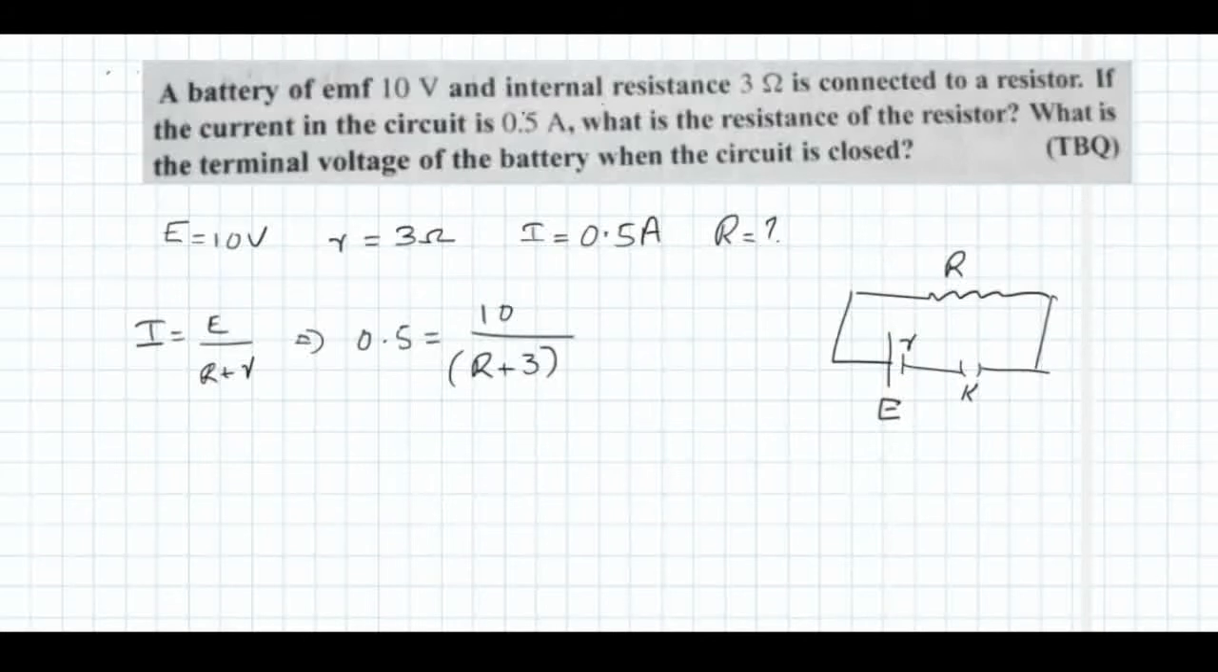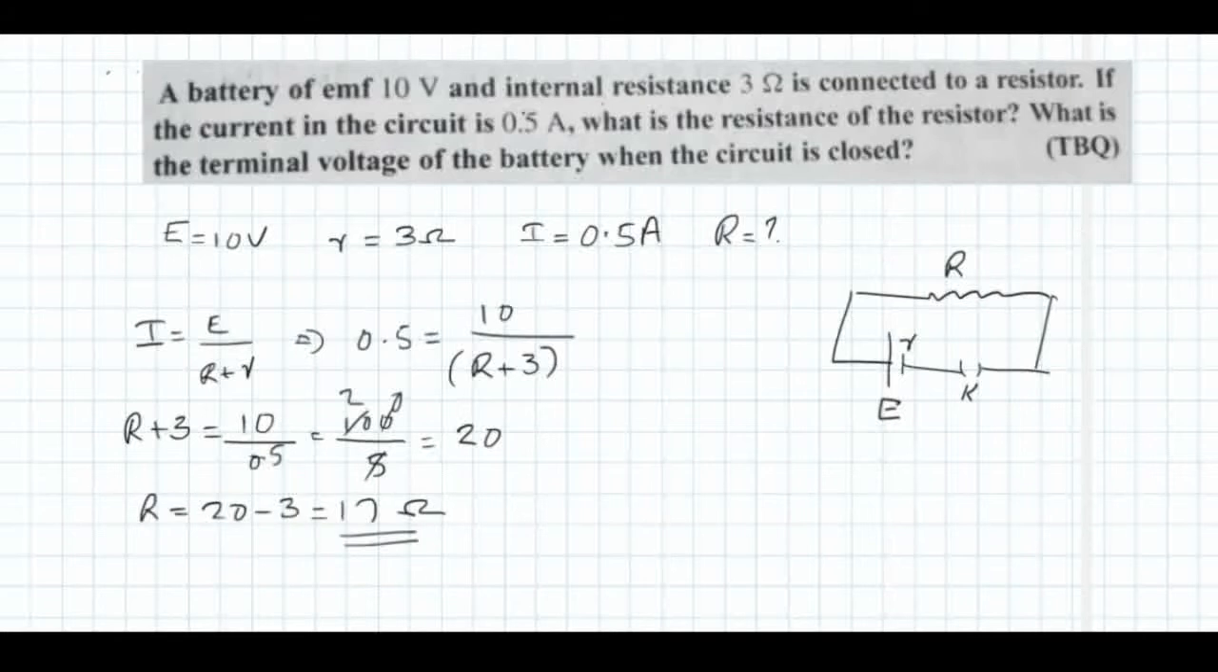Therefore 0.5 is equal to 10 by R plus 3. We can rewrite this equation as R plus 3 is equal to 10 by 0.5. And 10 by 0.5 is equal to what? 100 by 5, that is equal to 20. So 20 ohm is equal to R plus 3. Therefore R is equal to 20 minus 3, that is 17 ohm. So 17 ohm is the external resistance. So that is the first part of the question, what is the resistance of the resistor?